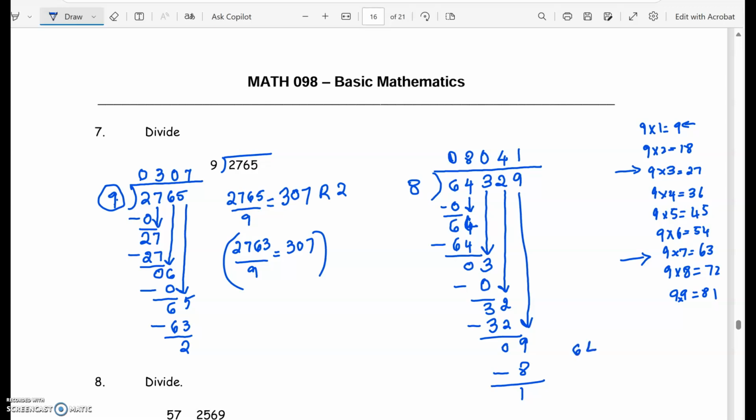So 64,329 divided by 8 is equal to 8,041 with a final remainder of 1. Which means if you subtract 1 from 64,329, you get 64,328, and 8 goes exactly 8,041 times into 64,328.